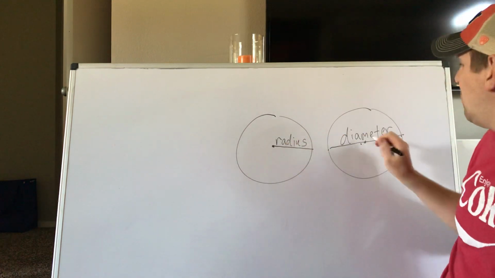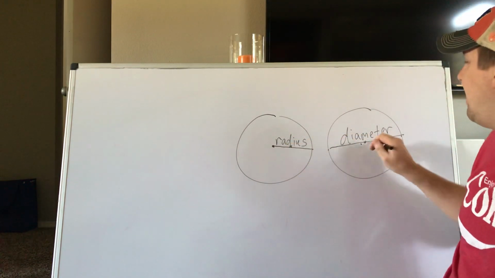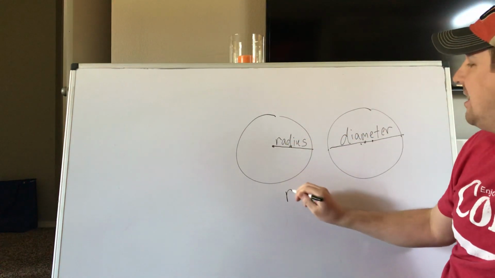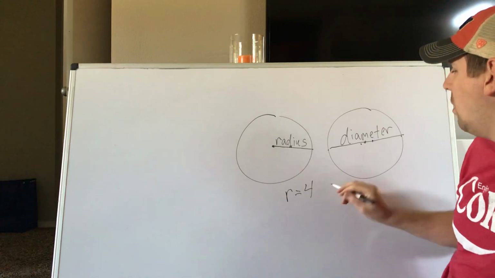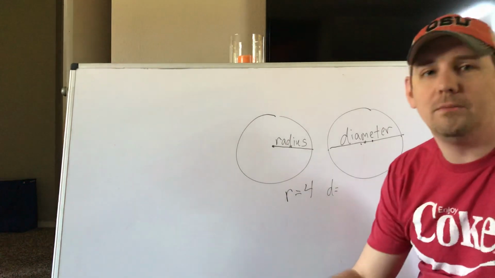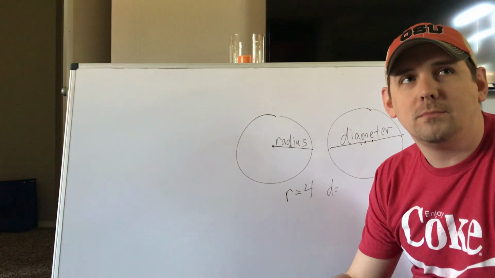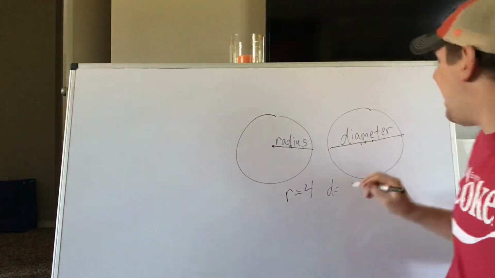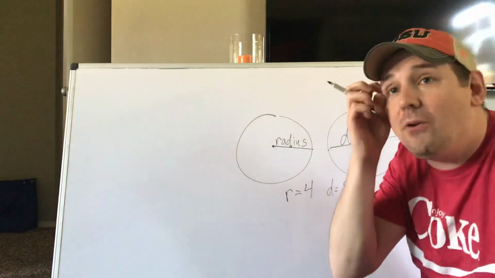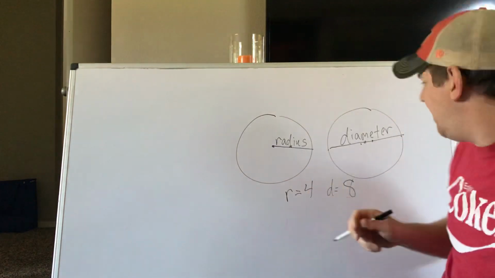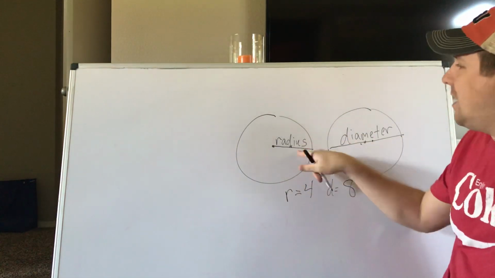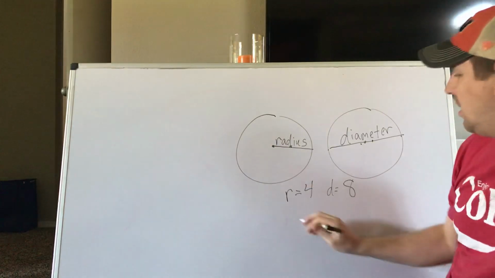Now, what do you think the relationship is between the radius and the diameter? So like if I said the radius was 4, what would make that the diameter? Yes, Grant. 8. Thank you. Why is it 8, Grant? Because the diameter is double the radius.